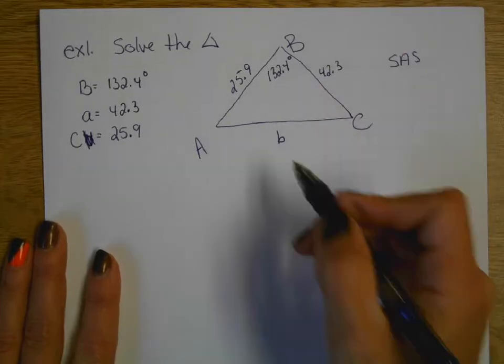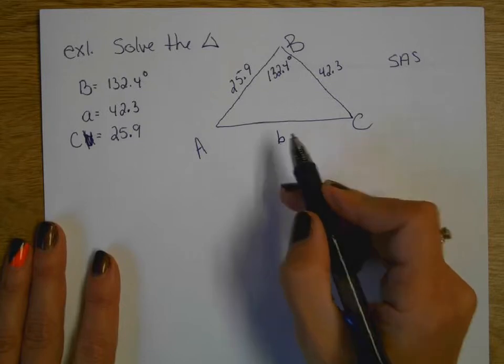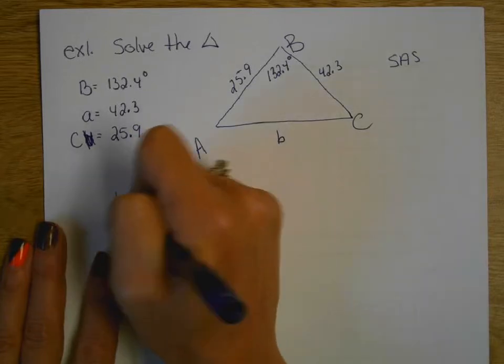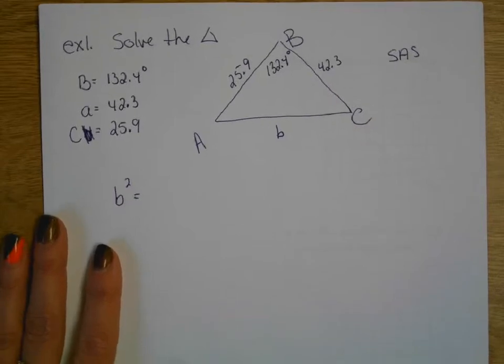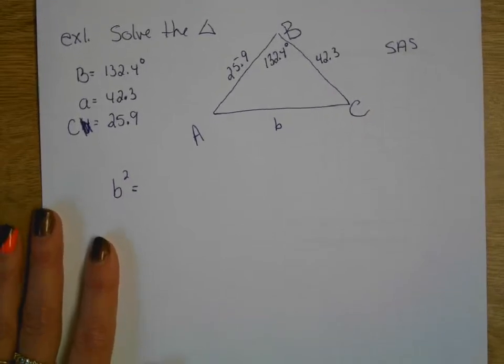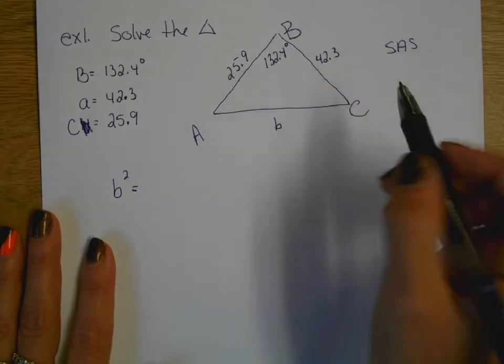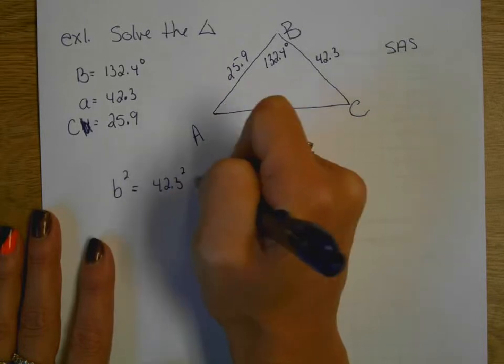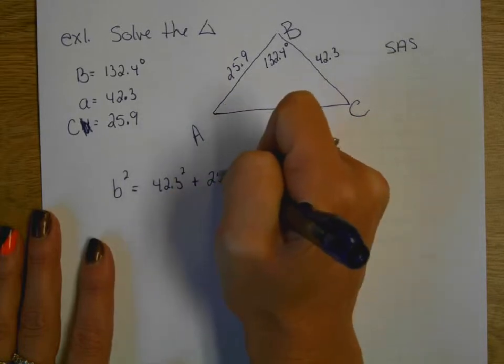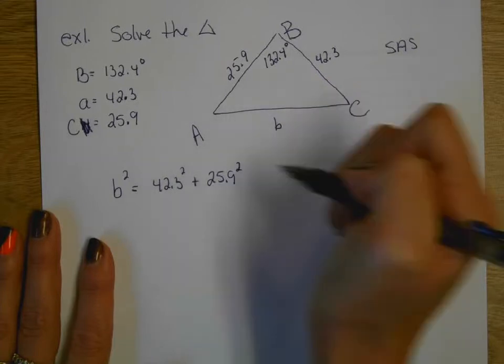So, the law of cosines says, little b squared equals. Do I need to show you again, or you think you got it memorized? What does the formula start out saying to do? Square both of the 2 sides and add them. So it doesn't matter where I start. 42.3 squared plus 25.9 squared.